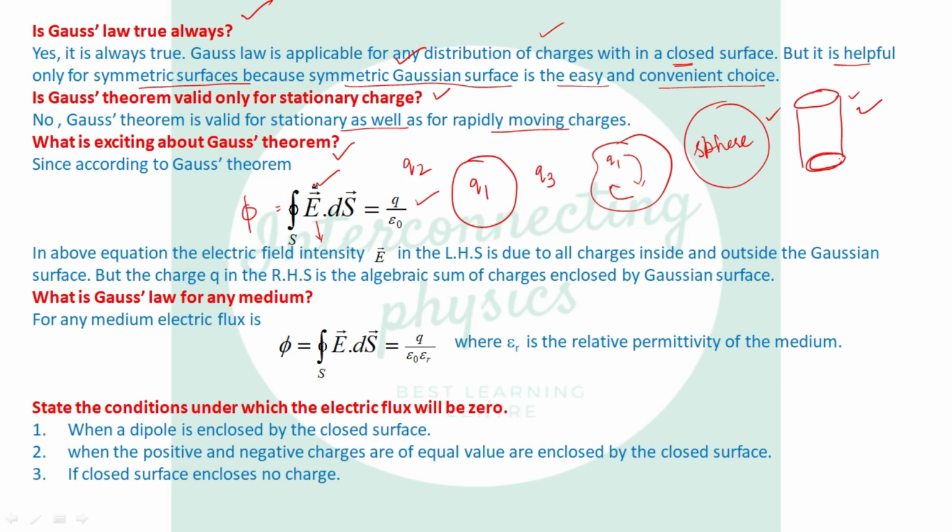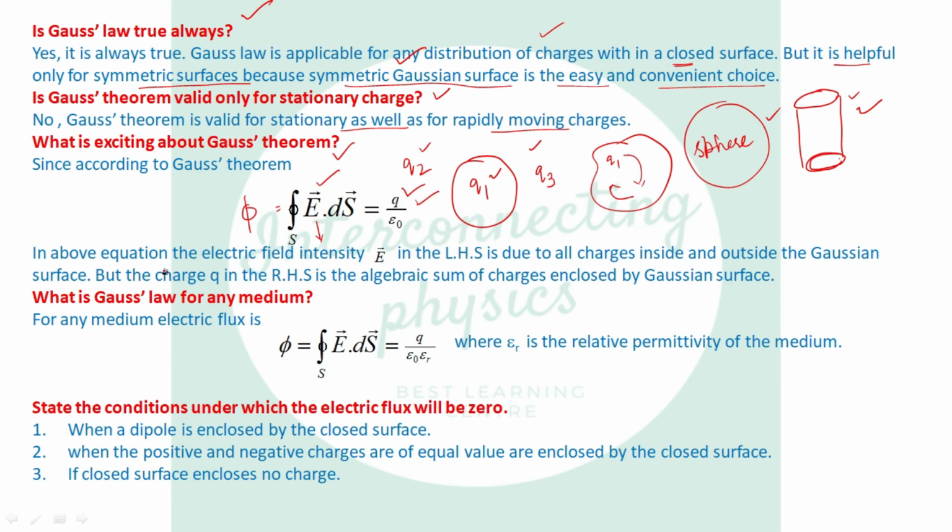Now this electric field E vector is the electric field due to all the charges, whether inside or outside. It is due to all the electric charges. But the charge on the right hand side of Gauss's theorem is only and only the charge which is inside the Gaussian surface, which is enclosed by this closed surface.